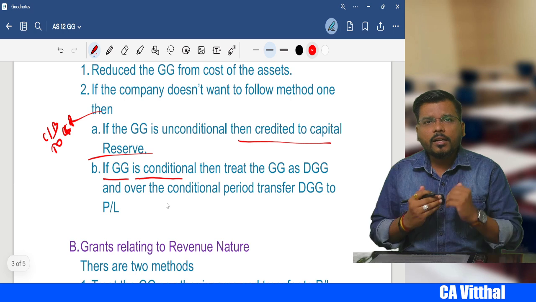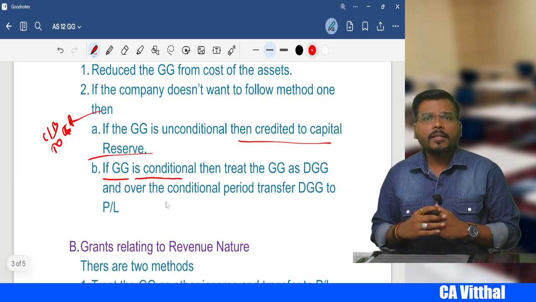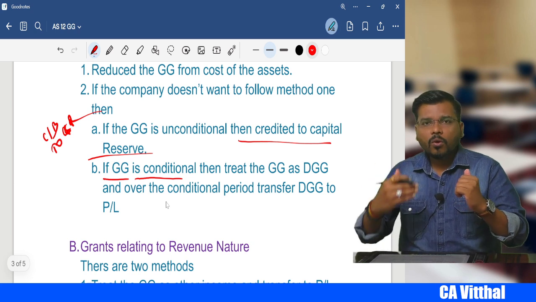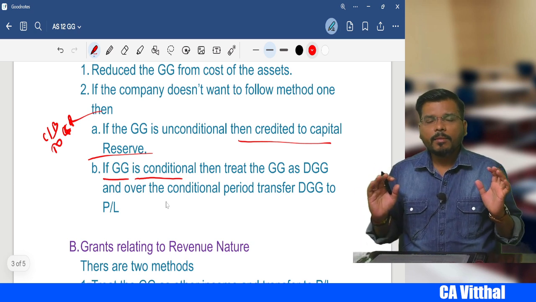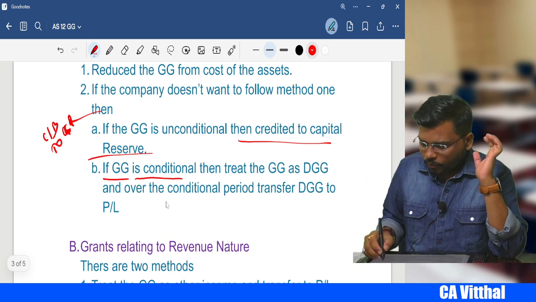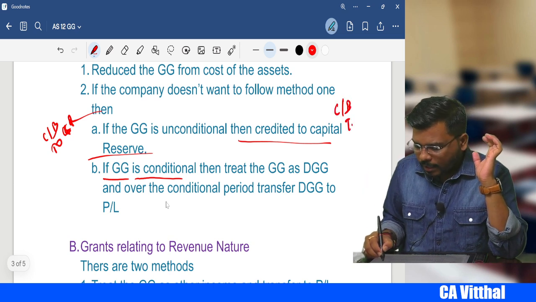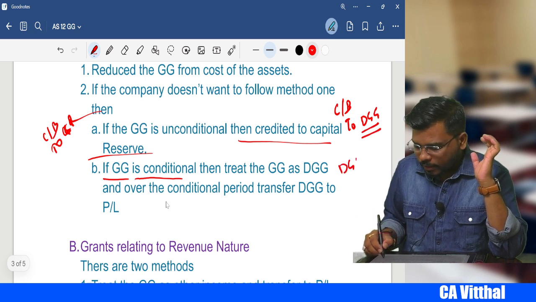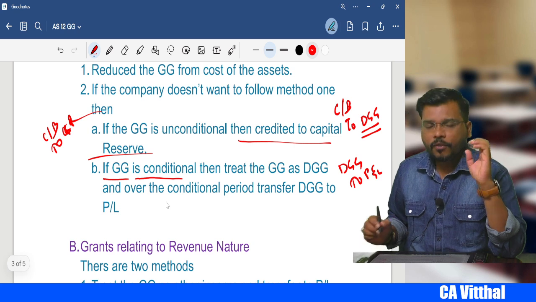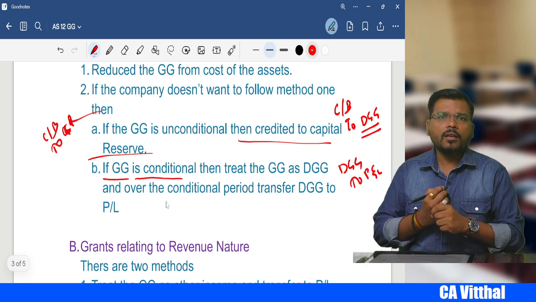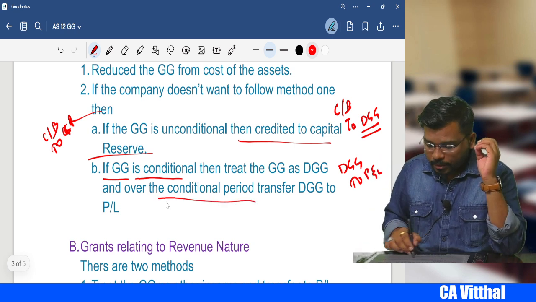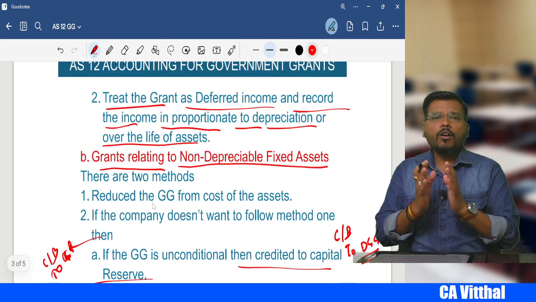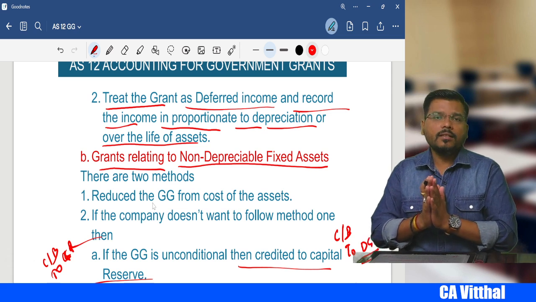If the government grant is conditional, that means some conditions are attached, like 4 years, 5 years, 6 years, whatever it may be, then treat the government grant as a deferred income and defer it over the condition period by transferring to the P&L account. You pass the entry cash or bank account debit to deferred government grant, and this deferred government grant you will transfer to the P&L account. So deferred government grant account debit to P&L account over the condition period. Is it clear, right?